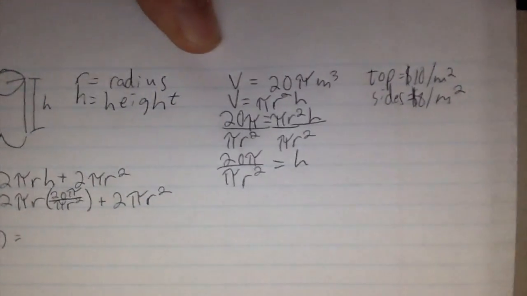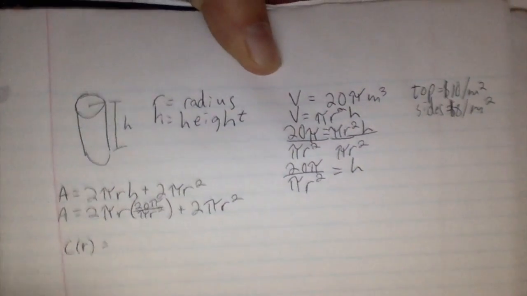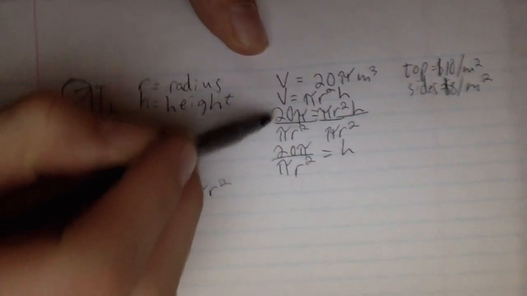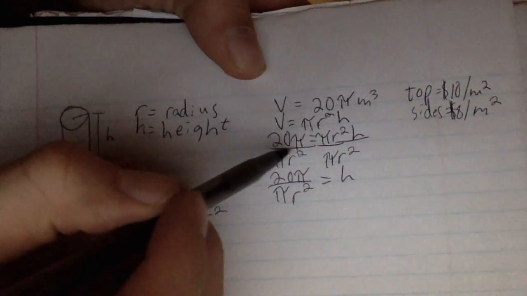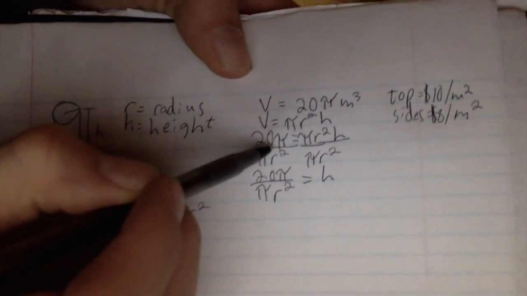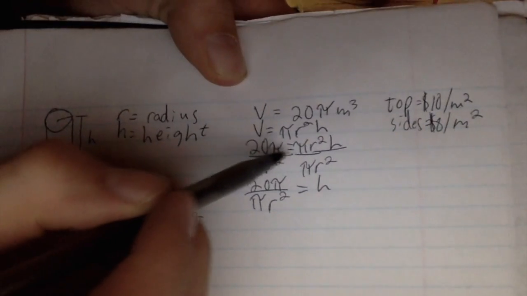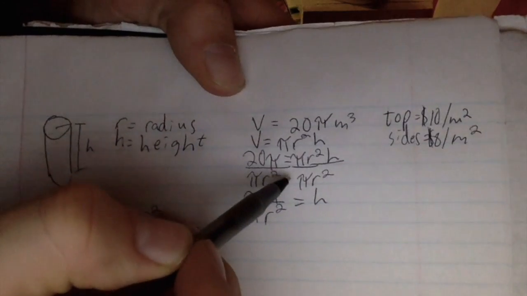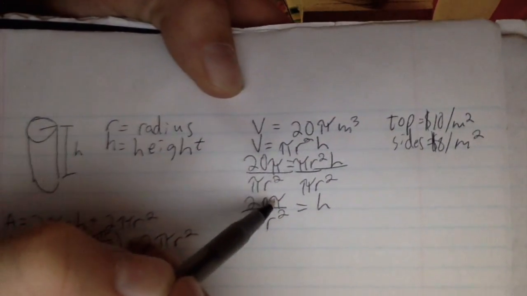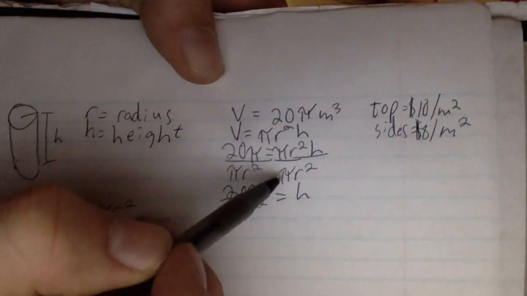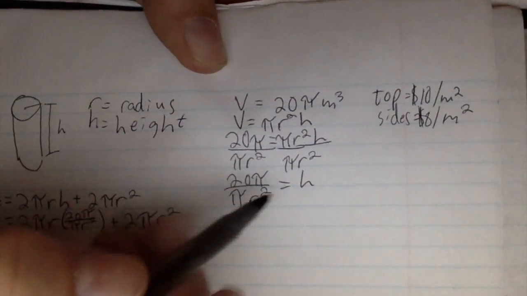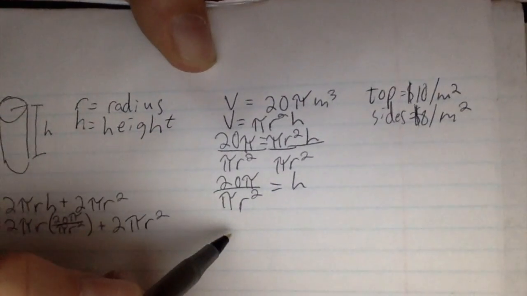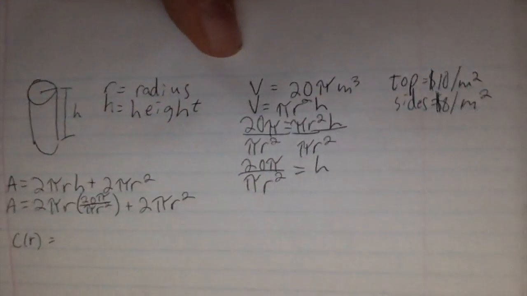All right. So the first step, we're going to write an equation solving for h. We plug in 20 pi for the volume, and then we write 20 pi equals pi r squared h. Then to get h by itself, we are going to divide this side by pi r squared and this side by pi r squared, so you get h equals 20 pi over pi r squared.